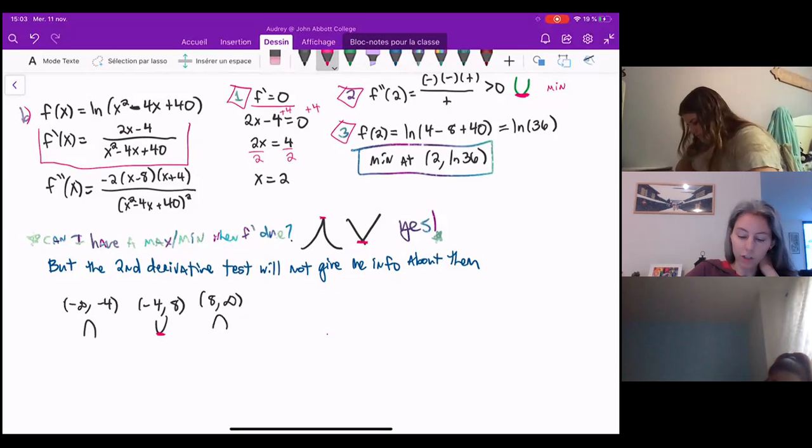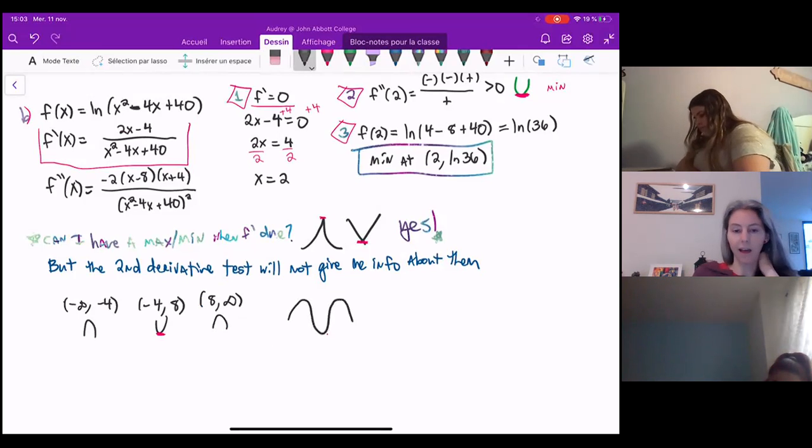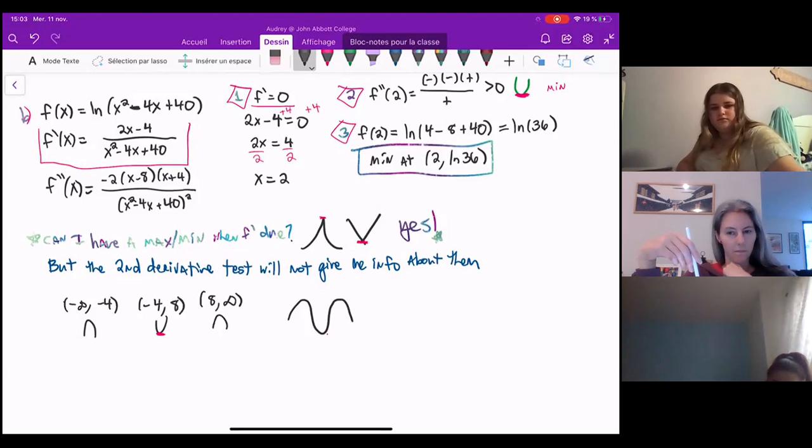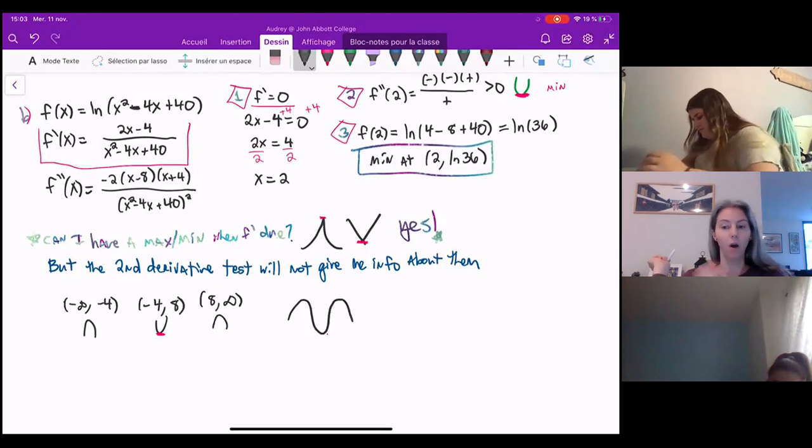So I would imagine then, can this look like that? Is this going to look like that? Is this a possibility for what this graph looks like? Okay, better question. Why is this not a possibility for what this graph could look like? This is definitely wrong. How do I know that?